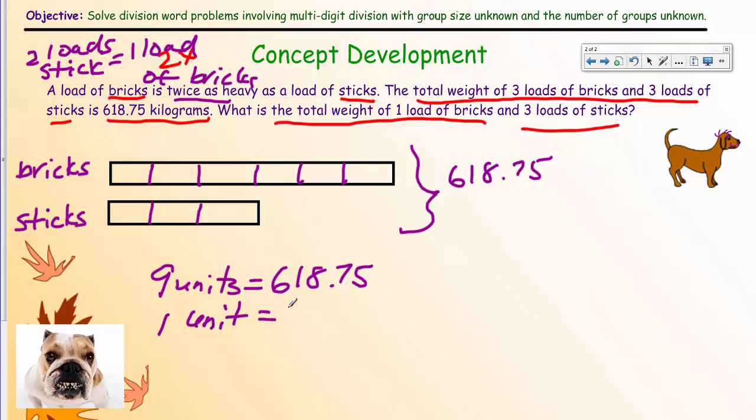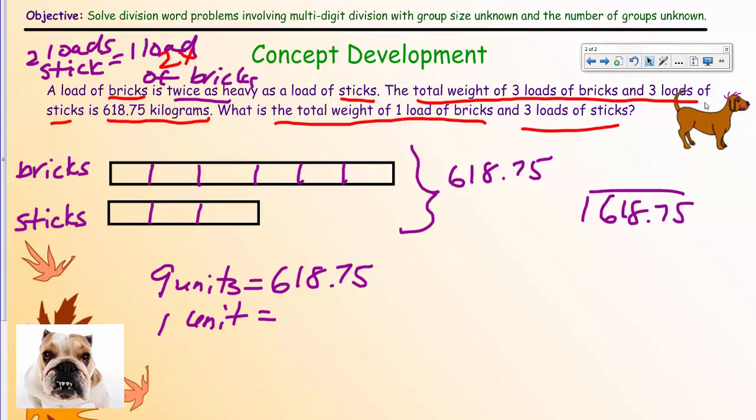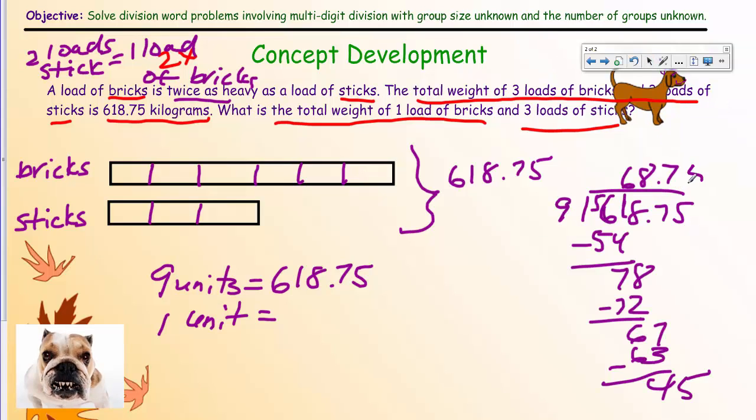What we need to do is find out what one of these units is. Well, that's good old division, right? When we want to find that, going there 5 times. So we ended up with 68.75 for 1 unit that we have here. Now, this is what we're going to go ahead and figure out next.